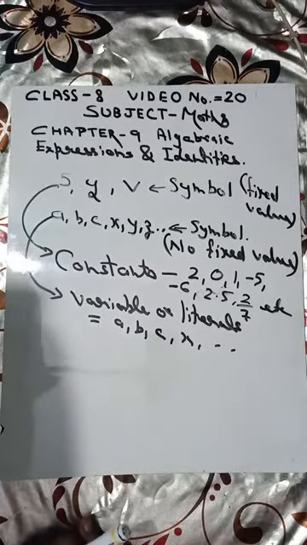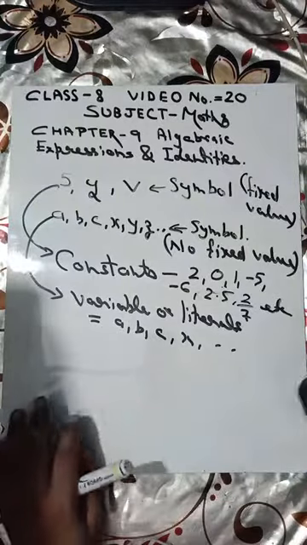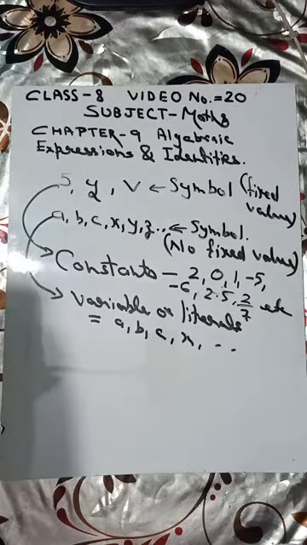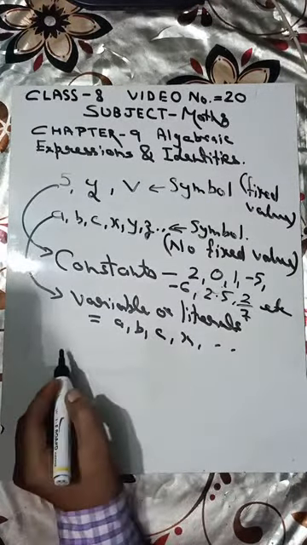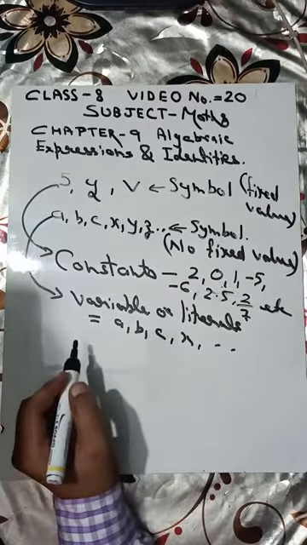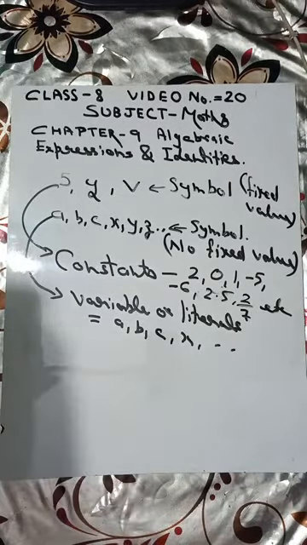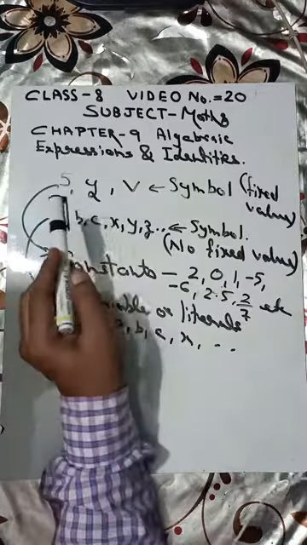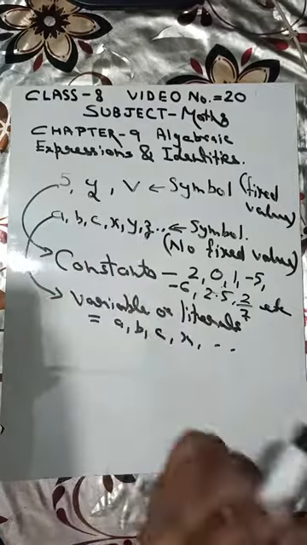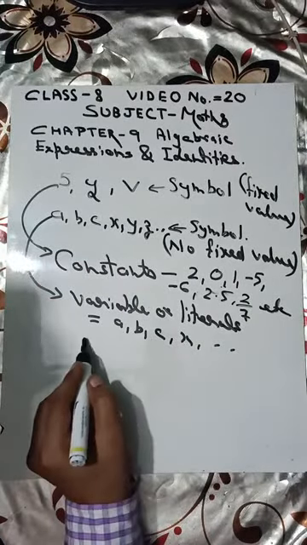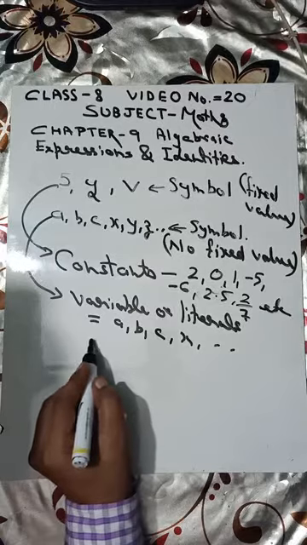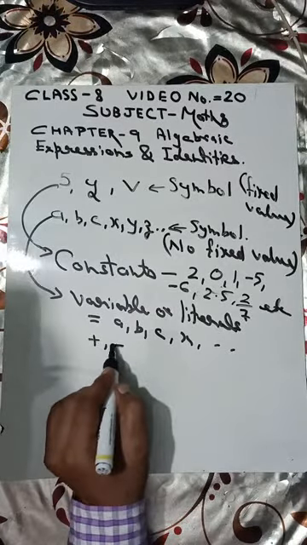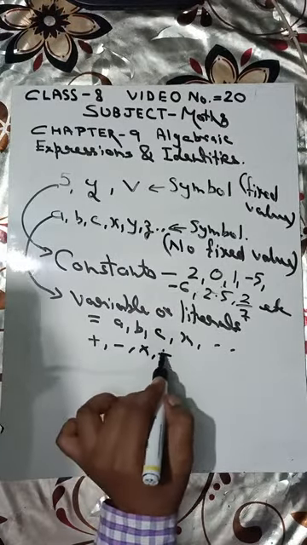Now children, when we combine these two things, we get another system. Suppose you have to paste two papers, you will use glue or fevicol, some adhesive material. When I have to combine constants and variables, I have to use these four glues. What are they? We use either plus, minus, multiplication or division.